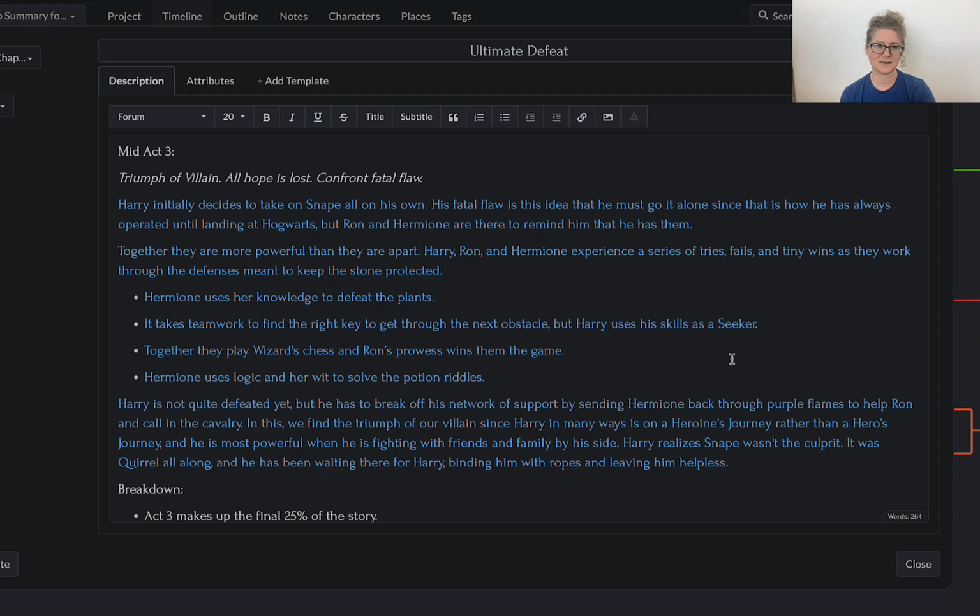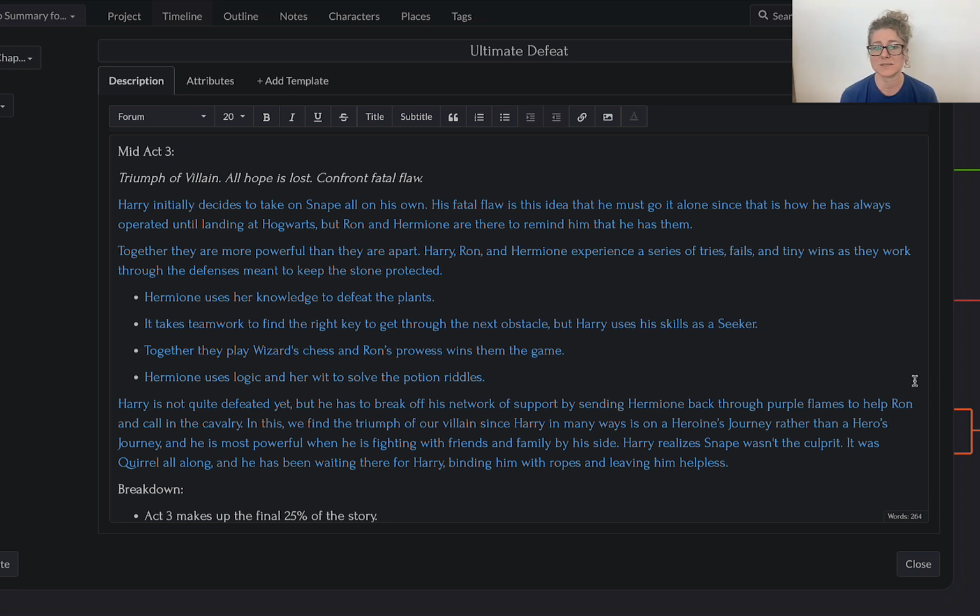Ultimate defeat. Triumph of villain, all hope is lost, confront fatal flaw. Now this is a lot of information that happens as they come to this final battle. There are segments and pieces of it. So Harry initially decides to take on Snape all on his own. His fatal flaw is this idea that he must go it alone, since that is how he has always operated until landing at Hogwarts. But Ron and Hermione are there to remind him that he has them. Together, they are more powerful than they are apart.